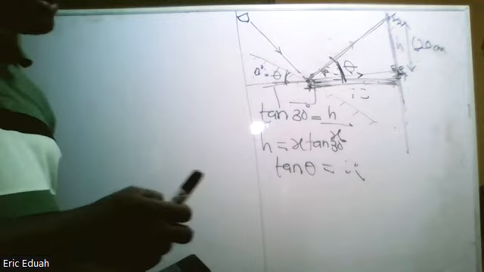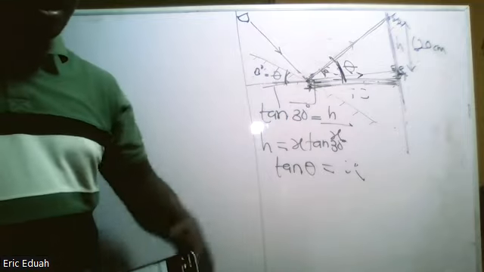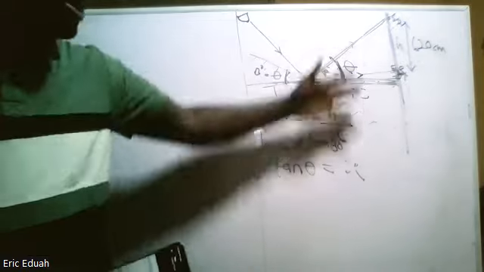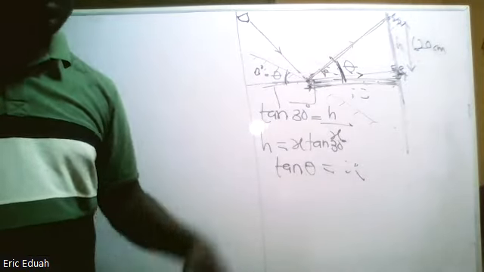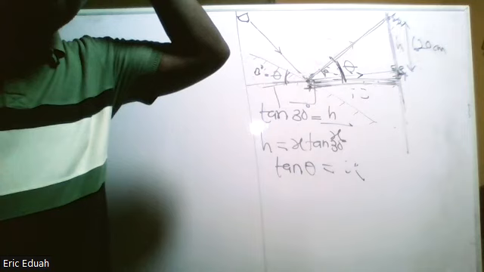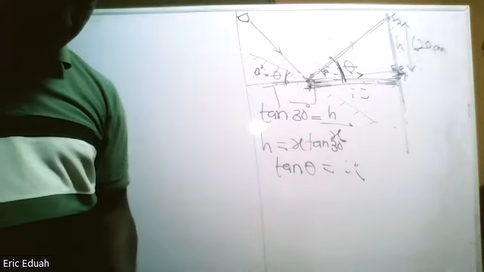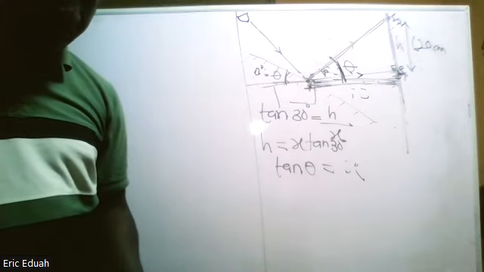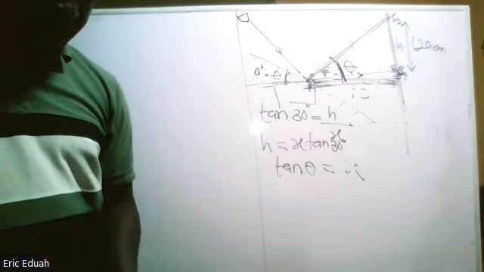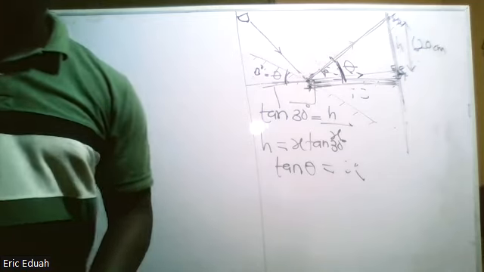So just apply your understanding of the rotation of mirror from the first one, and you can easily figure out what to do here. It's not difficult, all right? So just apply the first one and we'll be fine, all right?